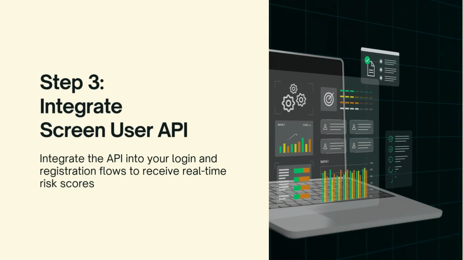Then, integrate the Screen User API into your login and registration flows to receive real-time risk scores. The system analyzes data such as IP, proxy, email, phone number, and device fingerprints.